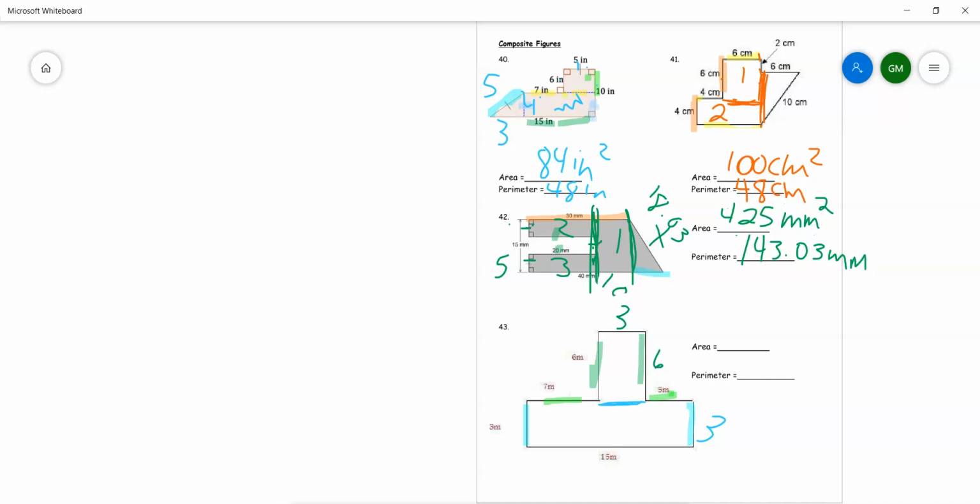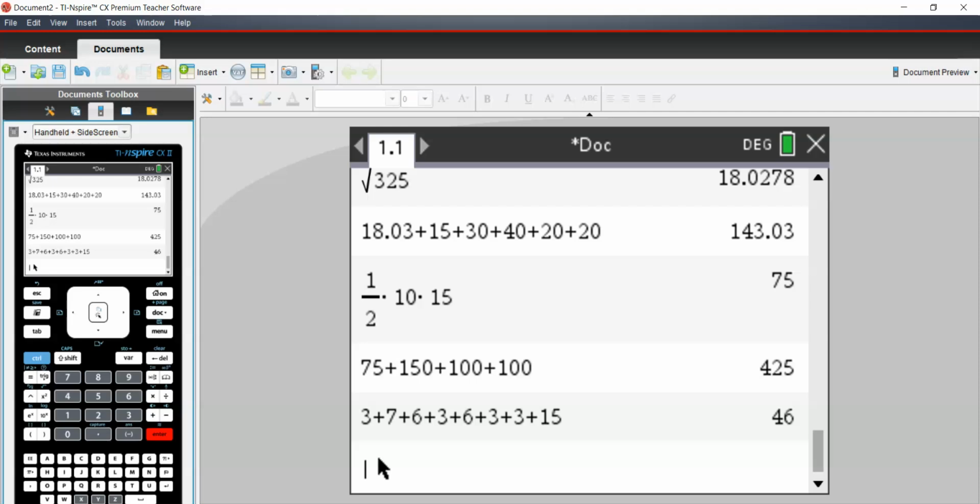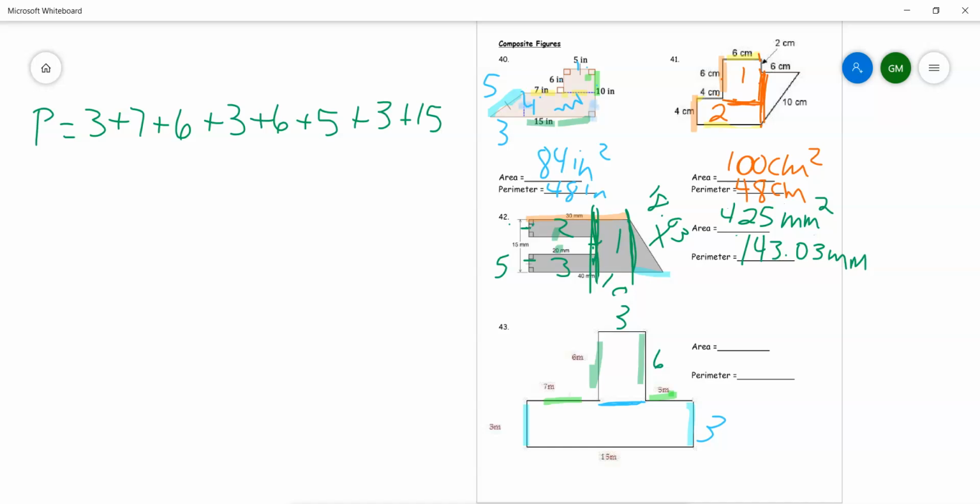So we're going to go ahead and do the perimeter first. So perimeter is 3 plus 7 plus 6 plus 3 plus 6 plus 5 plus 3 plus 15. Okay, and if we run that through our calculator, which I already have, looks like we've got 46. So our perimeter is 46 meters.